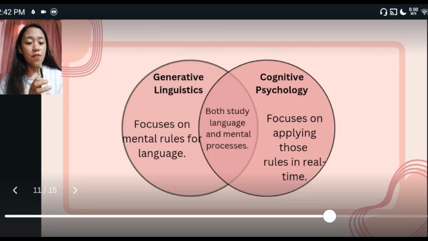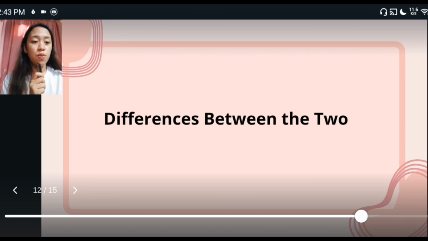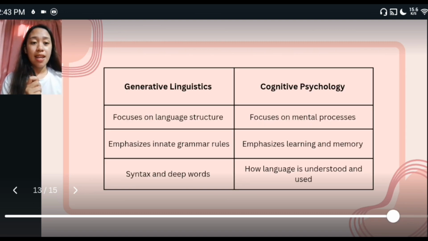Cognitive psychology focuses on how we apply those rules in real time, how we process, understand, and produce language. It's about performance, how we use language in actual situations. Both generative linguistics and cognitive psychology study language and mental processes. So let's go to the differences between the two. Generative linguistics focuses on language structure, while cognitive psychology focuses on mental processes, like how we process information or language in our mind.